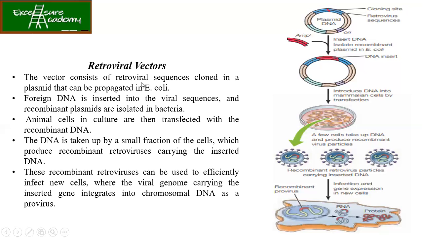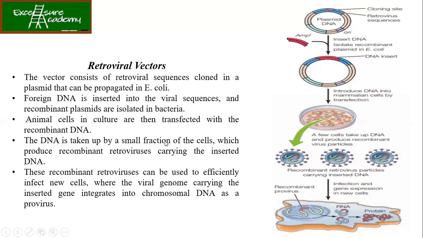So let's see what are the steps given here. The vector consists of the retroviral sequences which is cloned in a plasmid that can be propagated in the E. coli. Now, the foreign DNA is inserted into the viral sequences and recombinant plasmids are isolated in the bacteria. Animal cells in culture are then transfected with the recombinant DNA. Now, this DNA is taken up by a small fraction of the cells which produce recombinant retroviruses carrying the inserted DNA. These recombinant retroviruses can be used to efficiently infect new cells, where the viral genome carrying the inserted gene integrates into the chromosomal DNA as a provirus.